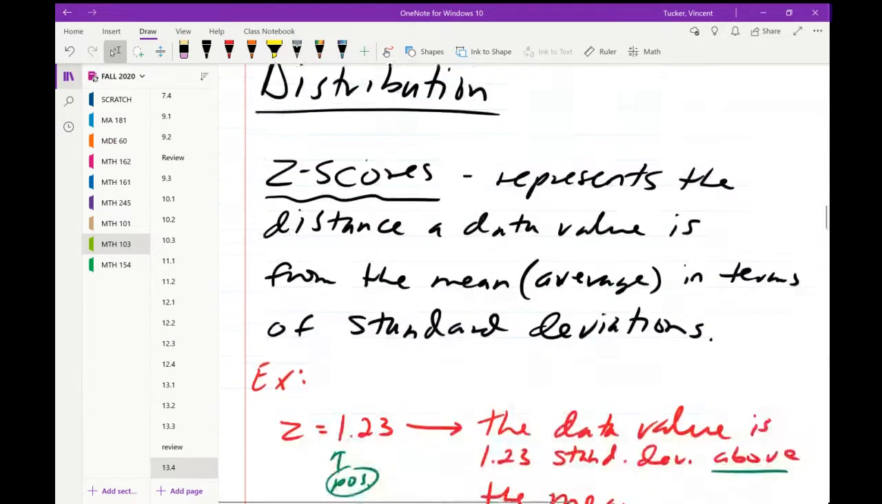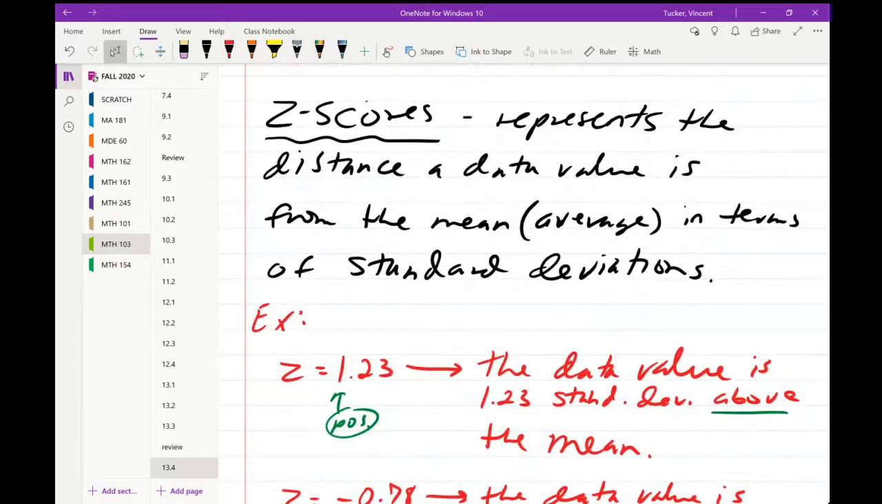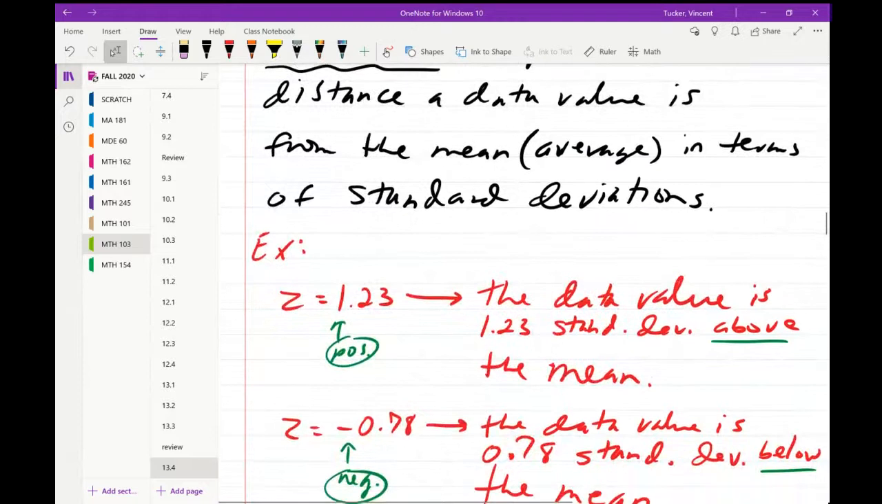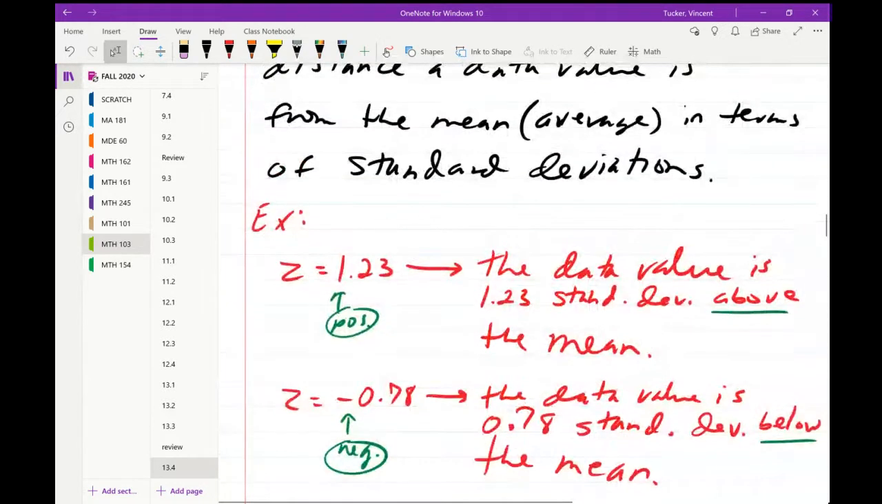All right, so examples of that: if my z-score is 1.23, it says that the data value is 1.23 standard deviations above the mean. Negative 0.78 is saying that the data value is 0.78 standard deviations below the mean. So whether it's above or below means it's positive versus negative. If it's positive, it's that many standard deviations above the mean. If it's negative, it's that many standard deviations below the mean.